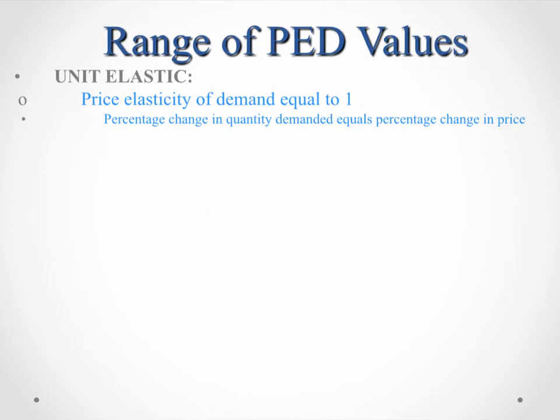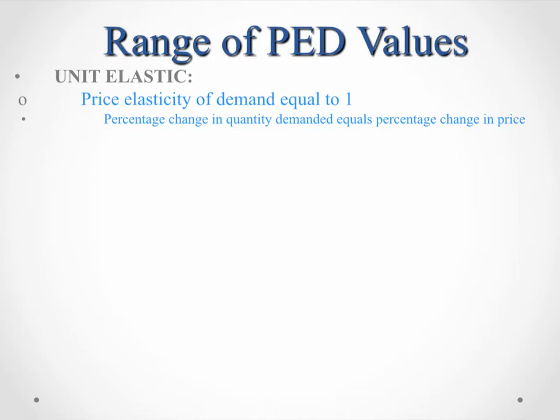If the price elasticity coefficient is equal to 1, demand is said to be unit elastic, because a given percentage change in price causes the quantity demanded to change by the same percentage. This means buyers respond to a given percentage price change by changing quantity demanded by the exact same amount in percentage terms.